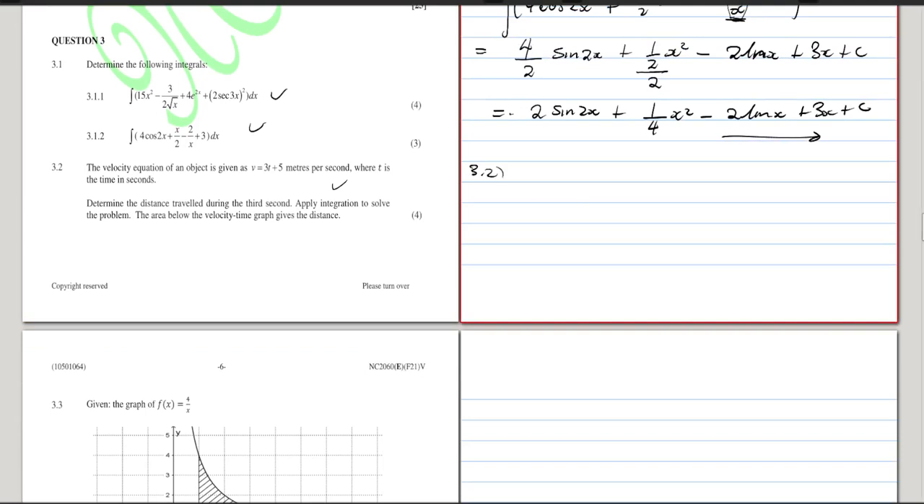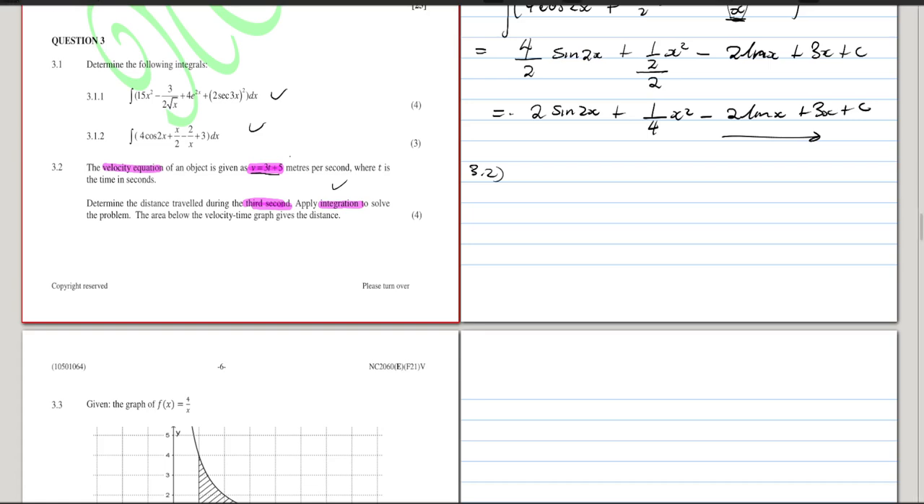Then for 3.2, the velocity equation of an object is given by this, in meters per second, where t is the time in seconds. Determine the distance traveled during the third second. Velocity equation is given by this. Okay, apply integration to solve the problem. The area below the velocity graph gives the distance.